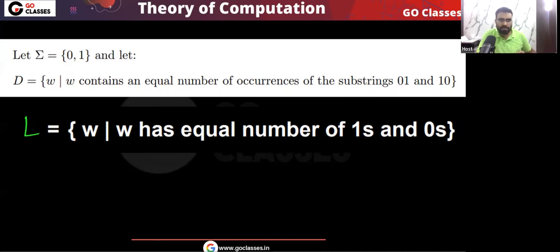So tell me here, can I say both are non-regular? Let me know. Because we have comparison here, number of 1 should be equal to number of 0. Yes or no? And here also number of 10 should be equal to number of 01. So can I say there is comparison in both the languages? Yes or no? Here we have to compare number of 0 equal to number of 1. Here we have to compare number of 01 equal to number of 10. So can I say both are non-regular?